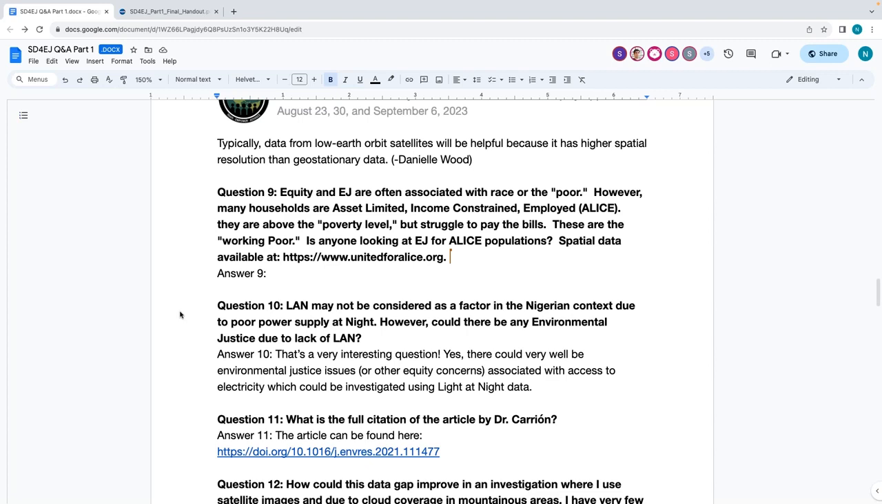The problem there is that we don't have as many great measures of wealth nationally as we do for things like income. And so it's a piece that I think, if we had better data that we could marry with these satellite measurements, would be an important direction for some future work here.